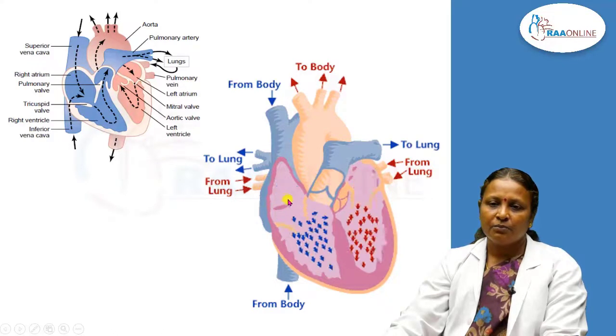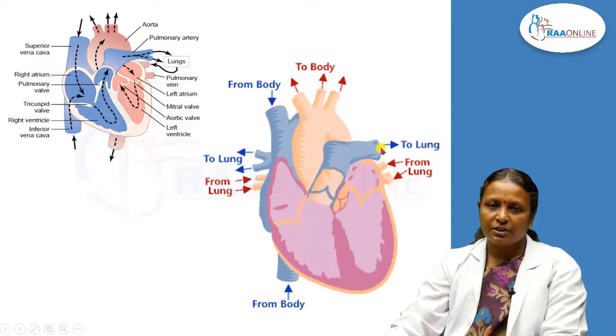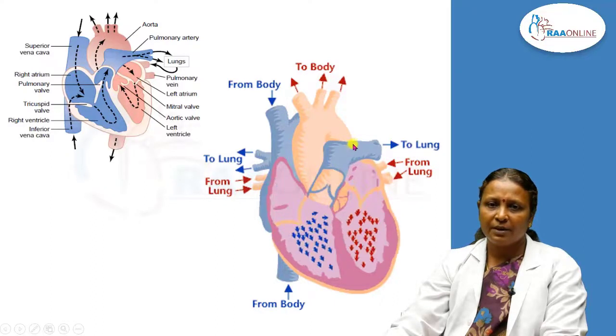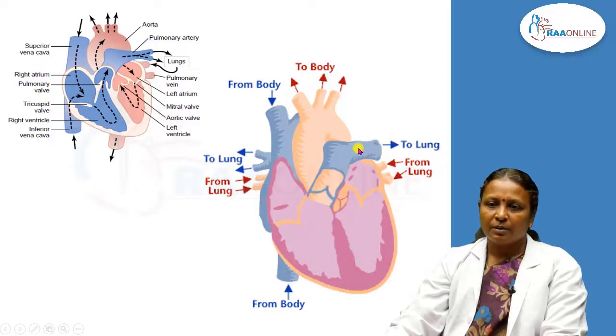Blood enters from the right atrium into the ventricle. It moves out into the pulmonary circulation. You have the pulmonary trunk or the pulmonary artery through which the venous blood reaches the lung. Here you can see you have a valve. This is the pulmonary valve.